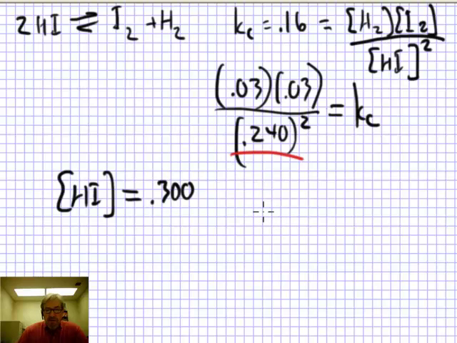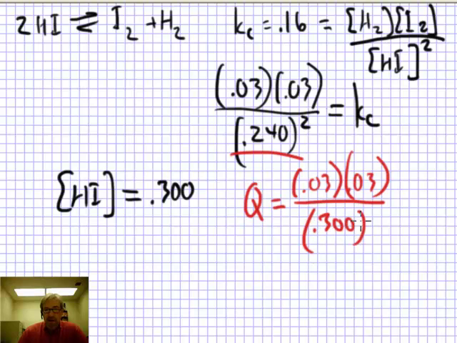Now let's reevaluate the mass action expression, which isn't at equilibrium anymore. It's Q, the reaction quotient, or mass action expression. So now we've got 0.03 times 0.03. We didn't add or take away any H2 or I2. And now we're dividing not by 0.240, but by 0.300 squared. This works out to 0.010.